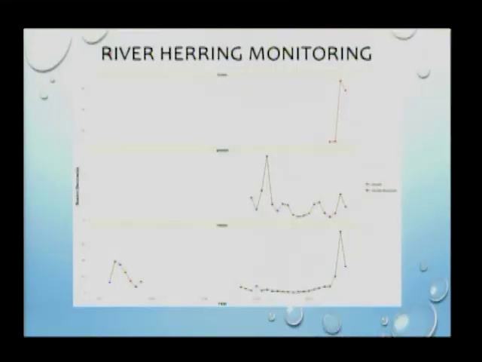Man, this projector is killing me. So these are our three local runs, and you can see the Essex did not have a count until I started working here, and that's gone from low to relatively high. It's gone from under 15,000 in 2014 and 2015 to over 30,000 in 2016 and 2017. The Ipswich has been stable and quite low, typically under 1,000 fish.